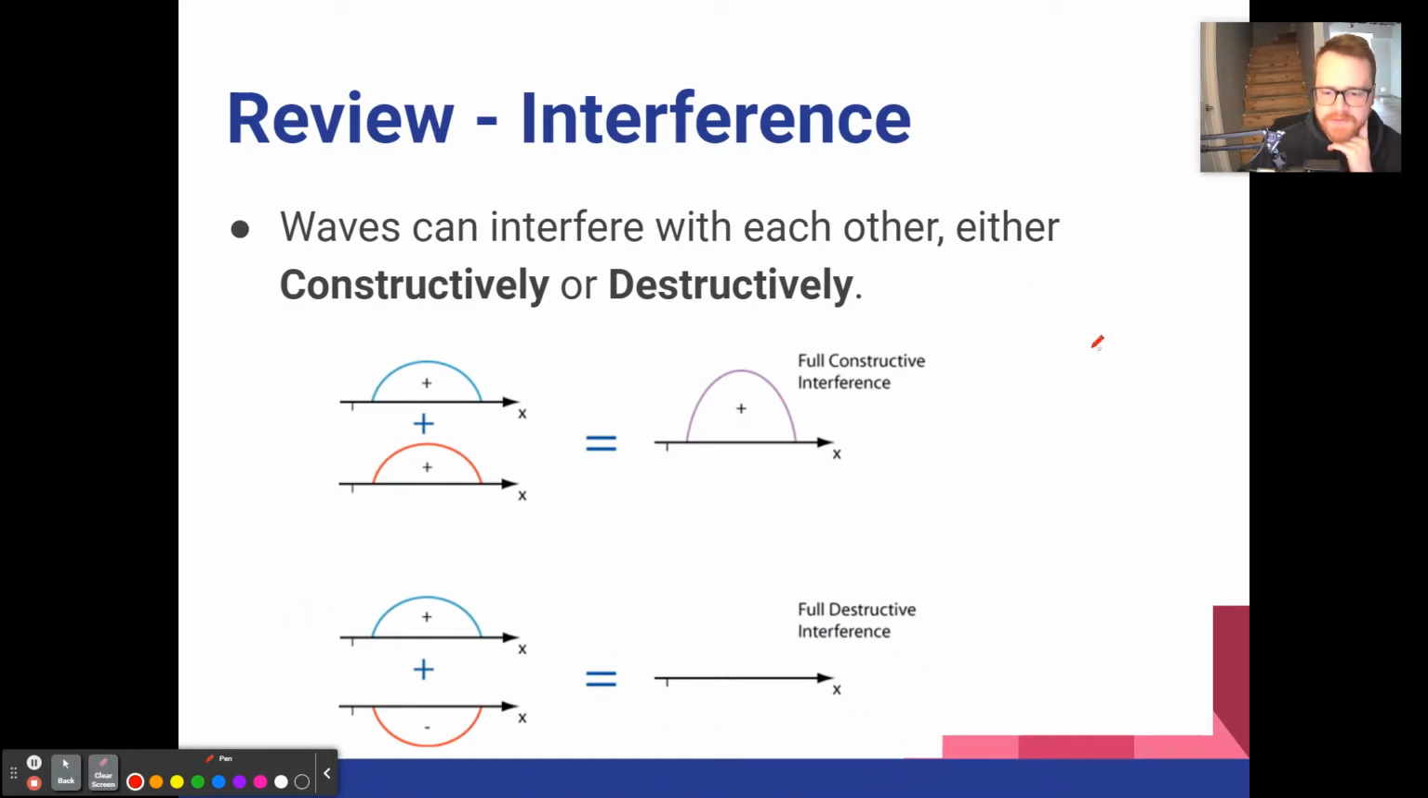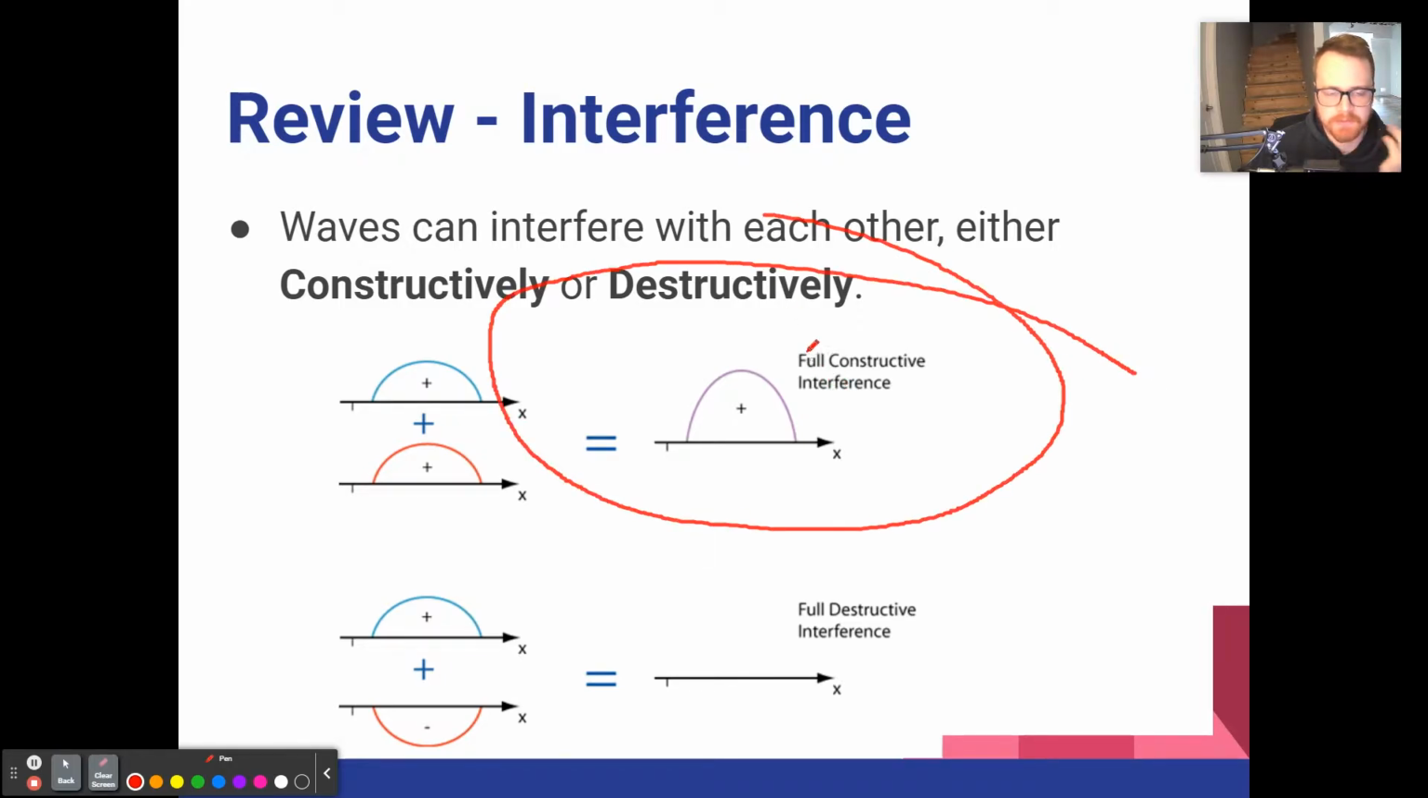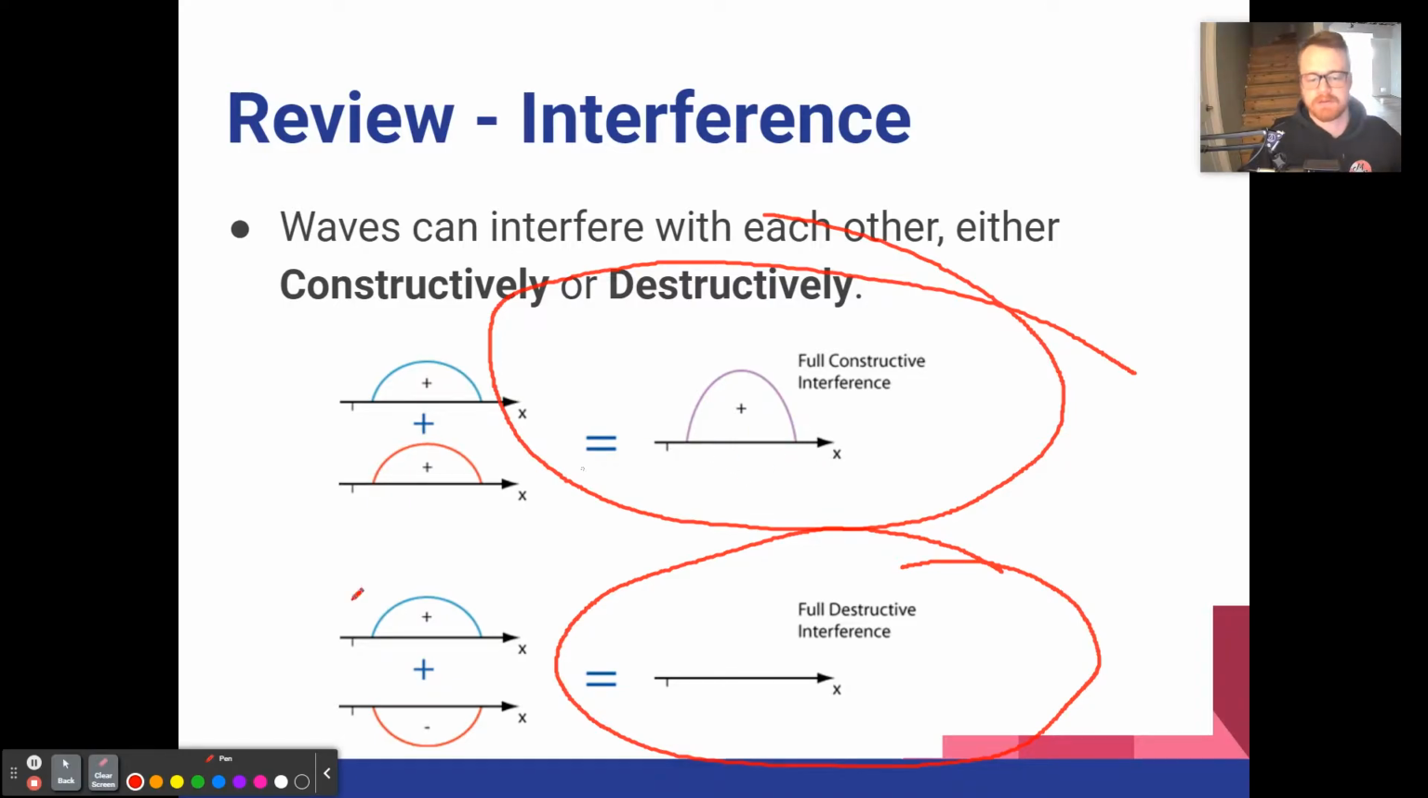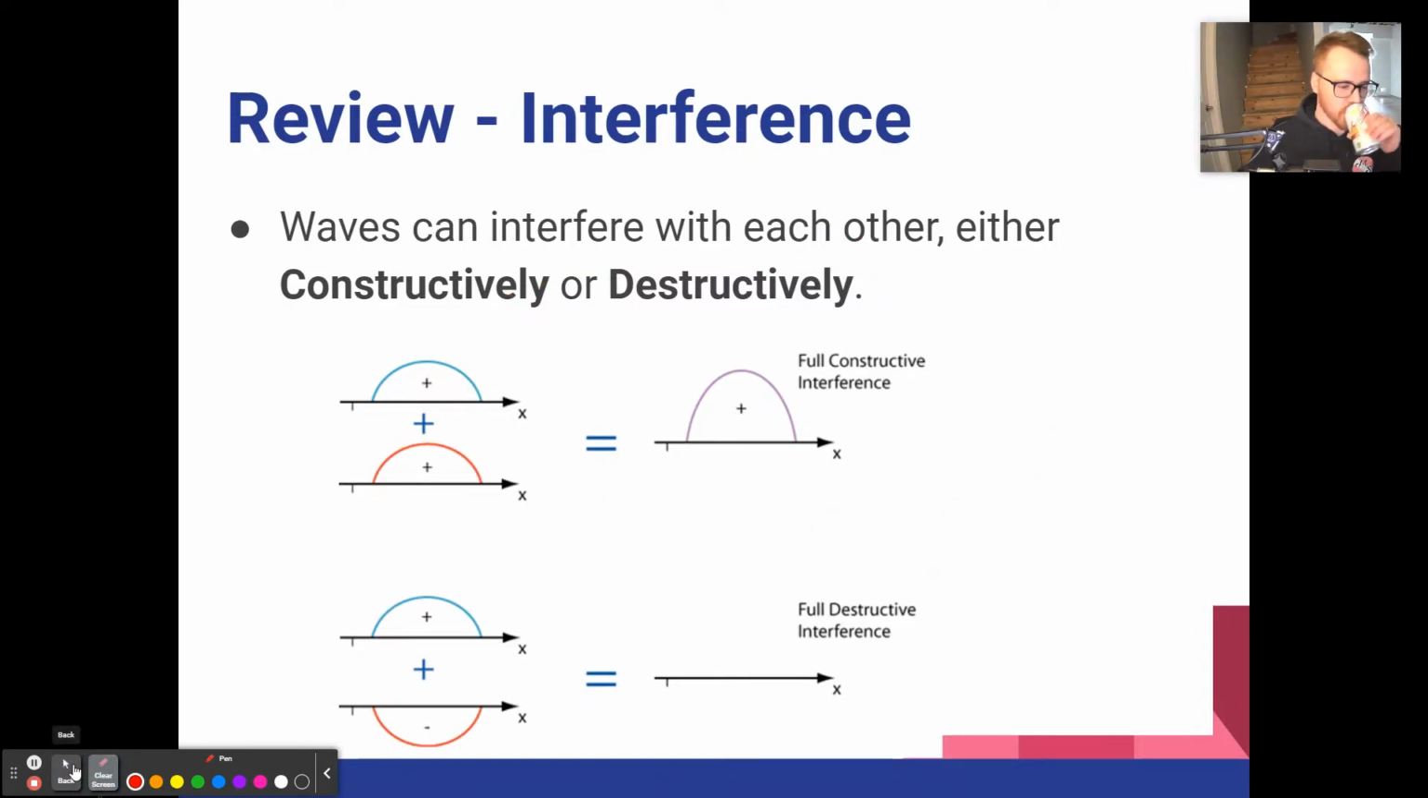So how does this relate to sound waves? In sound waves, when we have constructive interference, we have an area where the volume of the sound would increase. For fully destructive interference, the volume would be pretty much close to zero. We really wouldn't hear anything at that position. So that's the difference between those two.